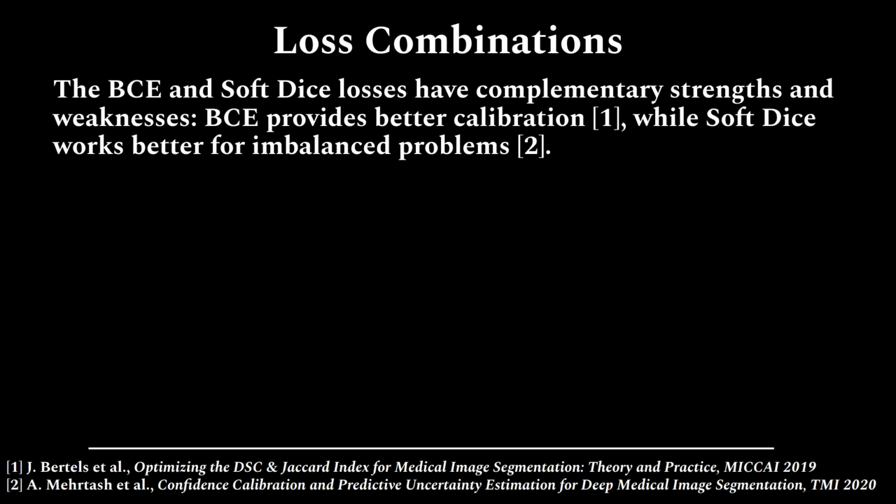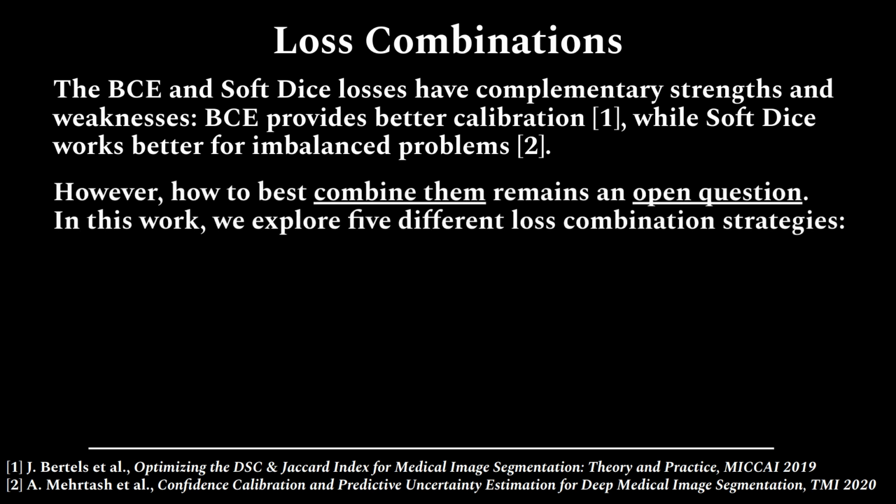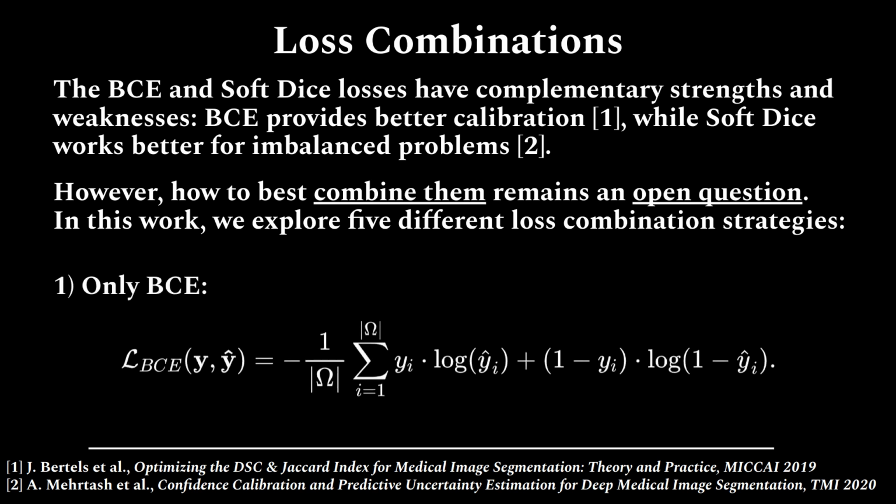While these are two very popular losses, we already know from the literature that the binary cross-entropy loss has better calibration than the DICE loss, but the DICE loss works better for imbalanced scenarios. So what we don't know is the best way to combine them. It's very popular to simply add them, but there are other alternatives. We are going to study 5 of those alternatives in this work. First, there's just minimizing the cross-entropy loss.